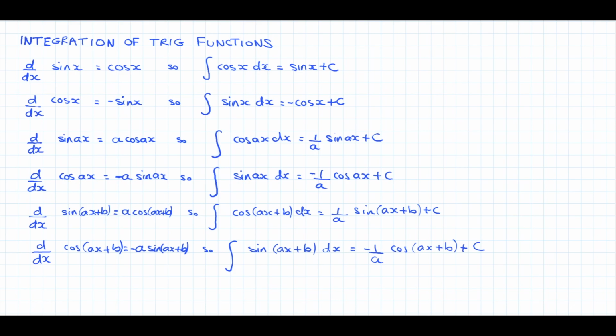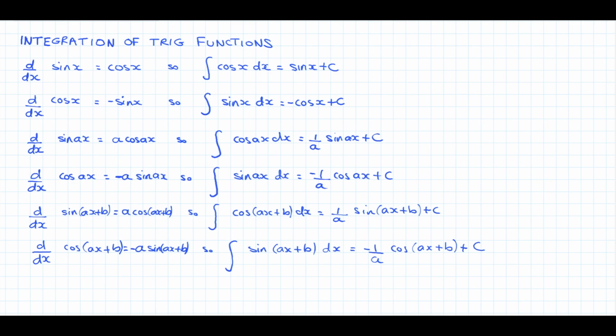Differentiate sine ax. Now we did that using the chain rule, but it is given on your formula sheet as a cos ax. So if we integrate cos ax dx, we get 1 upon a sine ax plus c. If we differentiate cos ax, again given on your formula sheet, negative a sine ax. So reversing that, integrating sine ax would be negative 1 upon a cos ax plus c.